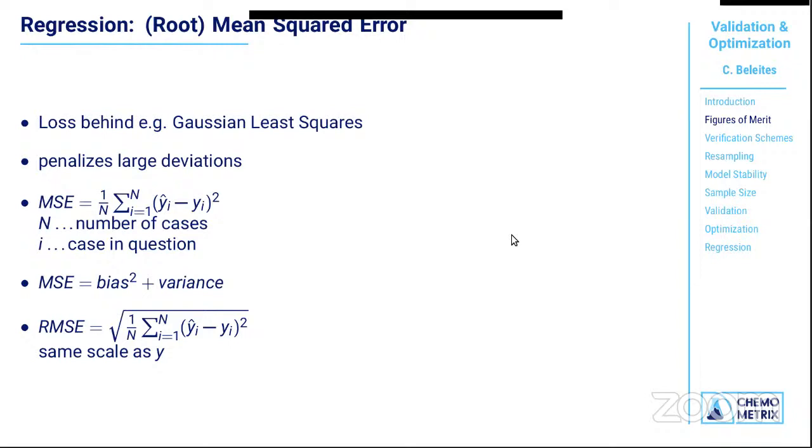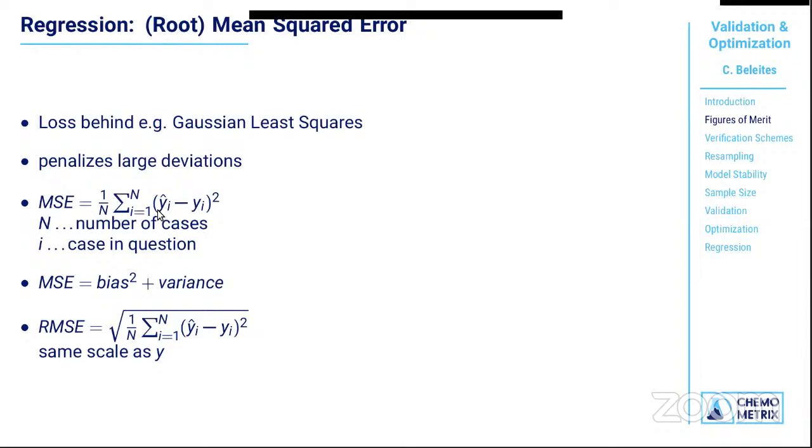I'll jump for a second to regression. And in regression, maybe the two most important figures of merit are the mean squared error, which is the loss function behind Gaussian least squares and tons of other least squares methods, and then the root thereof, the root mean squared error. They do penalize large deviations compared to many small deviations. If you have a few that really stick out, you will get a very high root mean squared error or mean squared error. They're basically what the name says.